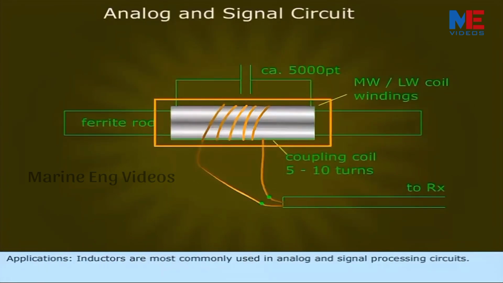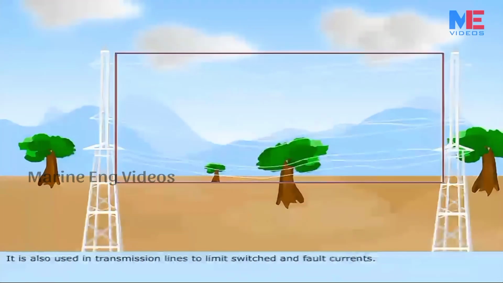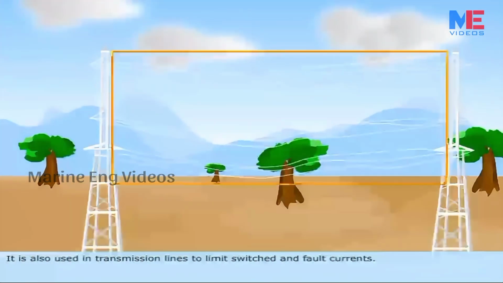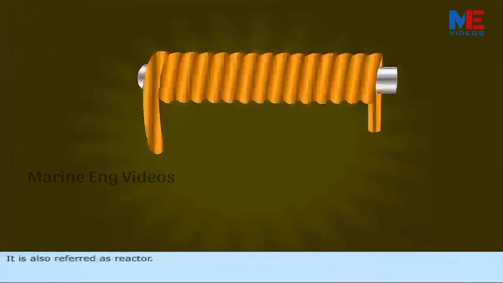Applications. Inductors are most commonly used in analog and signal processing circuits. Inductors are also used in tuned circuits to remove unwanted signals. It is also used in transmission lines to limit switching and fault currents. It is also referred to as a reactor.